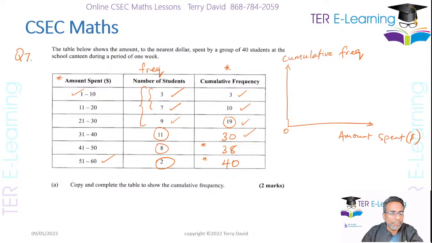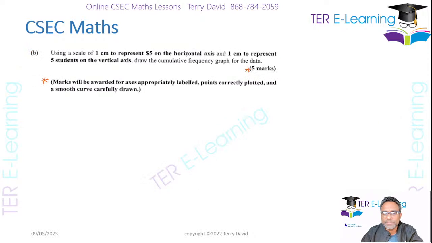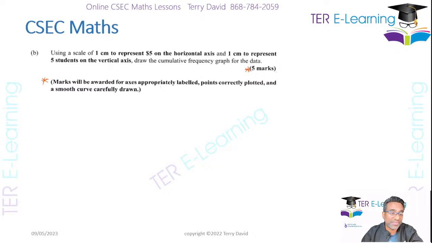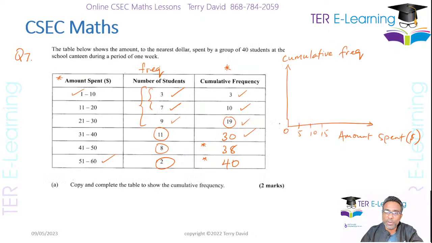Now, I just want to get my bearings in terms of what they said. On your horizontal axis, 1 cm represents 5, so when you're drawing this, you're going to be going 5, 10, 15, and we go right up until we reach 60. You're going to do the same thing on the vertical axis, because it said 1 cm represents 5 students. So in terms of students, this will be 5, 10, 15, 20, and we keep going. Now, in terms of how the graph is going to look, it's a cumulative frequency curve.